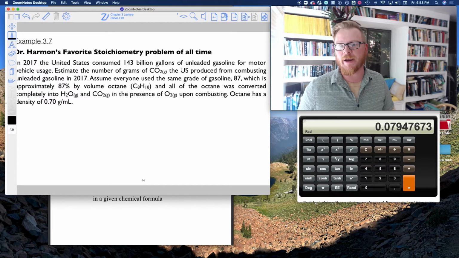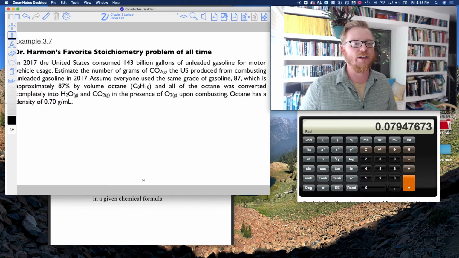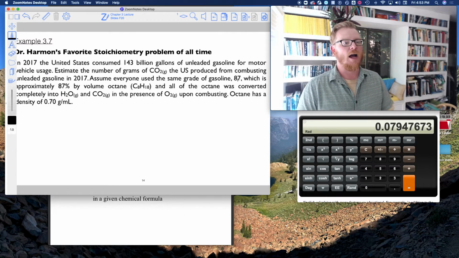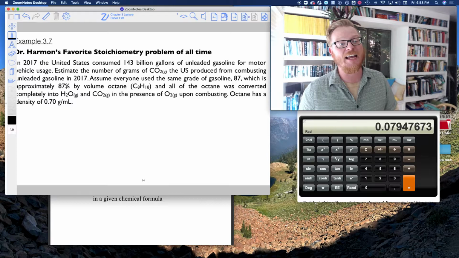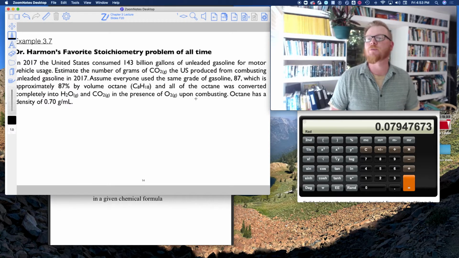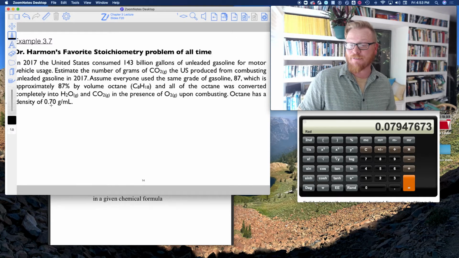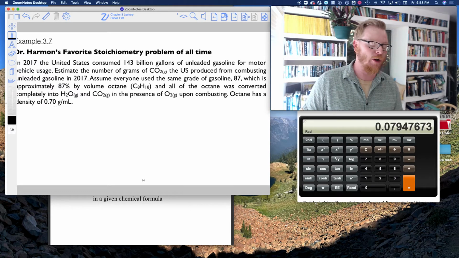So here's all the information you need to calculate that. You can assume everyone used the same grade of gasoline, the 87, that's the less expensive stuff, which is approximately 87% by volume octane. So here's like a by volume thing you have to be able to do. And all the octane was converted completely into H2O and CO2 in the presence of O2 upon combustion. So it's basically saying just assume the combustion went to completion. Okay? And you need the density of octane too. Octane has a density of 0.7 grams per mL.